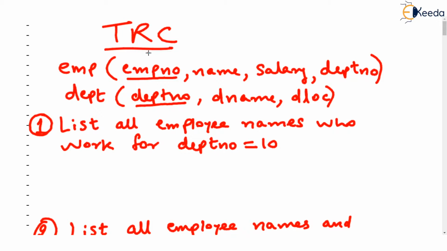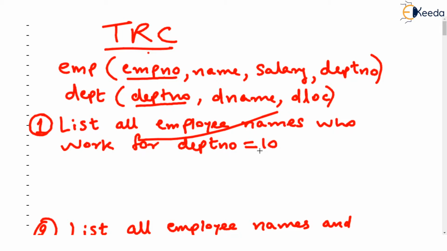Let's take an example relation EMP, as you see, employee, which has employee number, name, salary, and the department number in which the employee works. And we have another relation, department or DEPT, which has department number, name of the department, D name, and D location, D loc, which is the location at which the department is situated. Let's see the first query: List all employee names who work for department number 10.